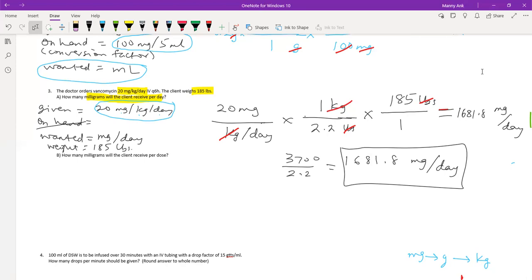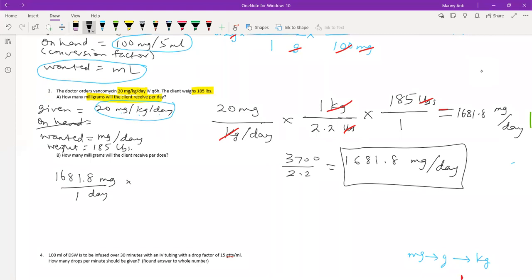Now the other one says, how many milligrams would a client receive per dose? Per dose. So the client is receiving 1,681.8 milligrams per day. I'm going to write that here. So I can write this over 1 day. Per day means 1 day.